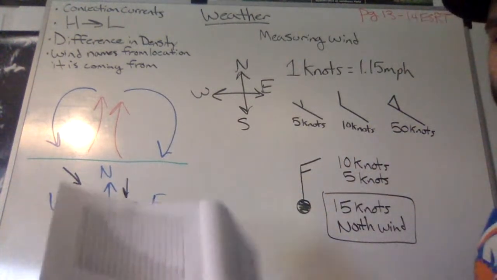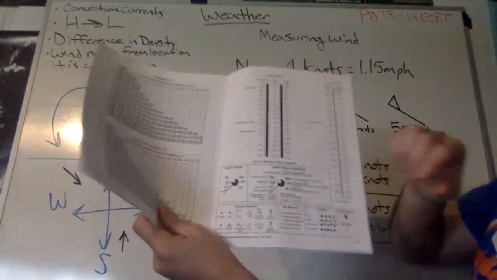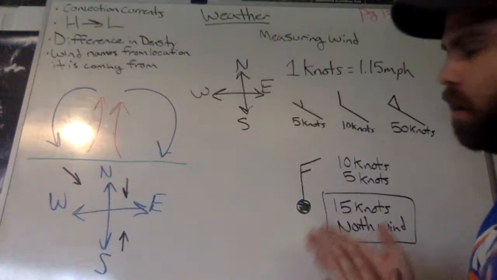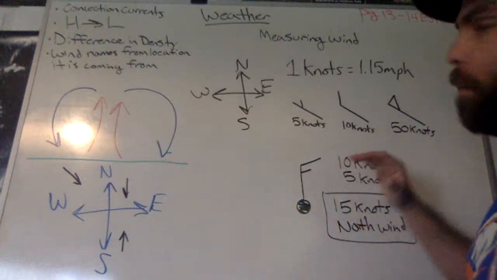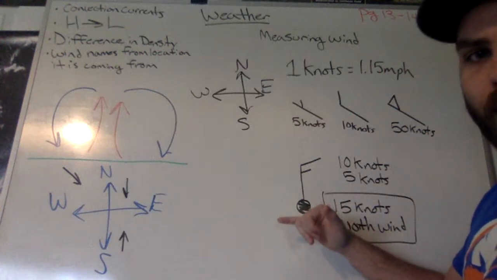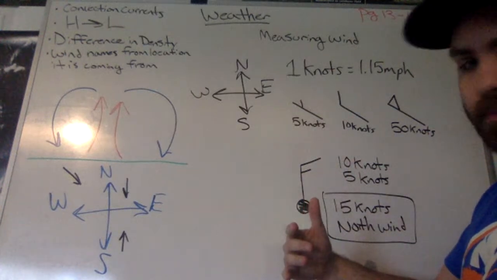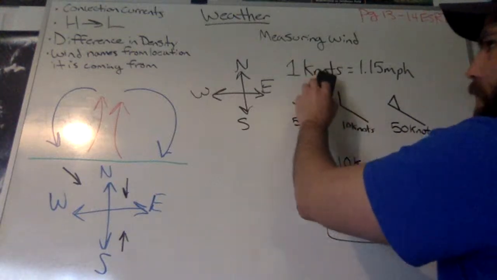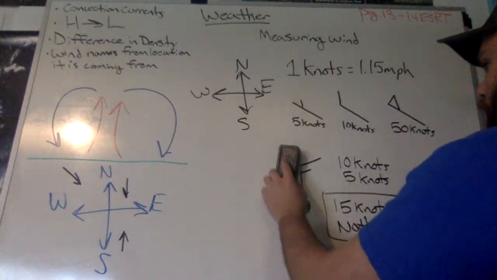Now, if you look at the reference table, there's a lot more things that are going on. We're going to go over that on Friday, okay? All I want to do right now is basically just practice the direction, the name of the wind and the speed. And it's always going to be in knots when we're reading off of these things. So let's try this again.